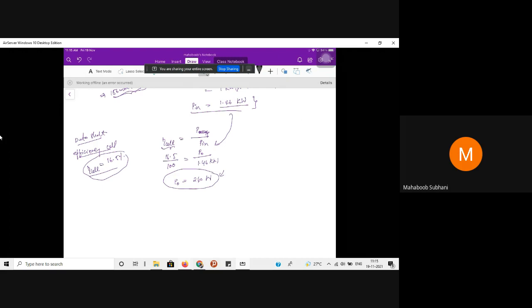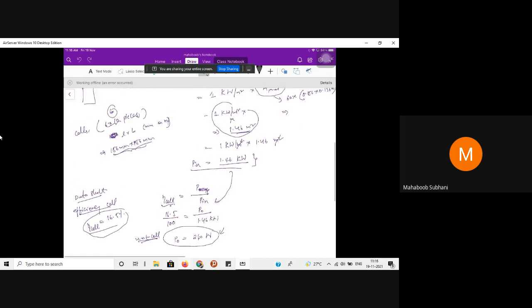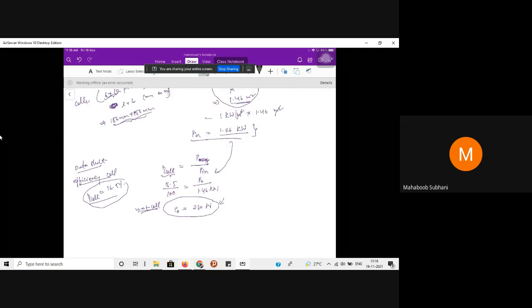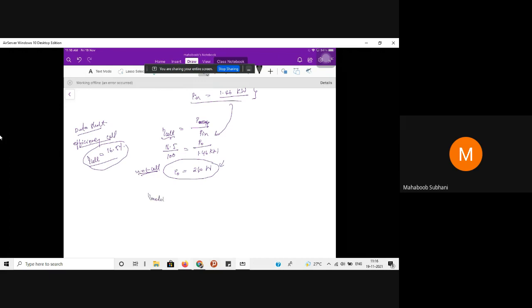So this is with respect to the cell, actually, right? Now, if you look at the module, the efficiency of the module will be less than your solar cell. Why? Because in the solar cell, if you take any shape, either rectangle or square, we will be utilizing the entire area. Here the effective area is higher.